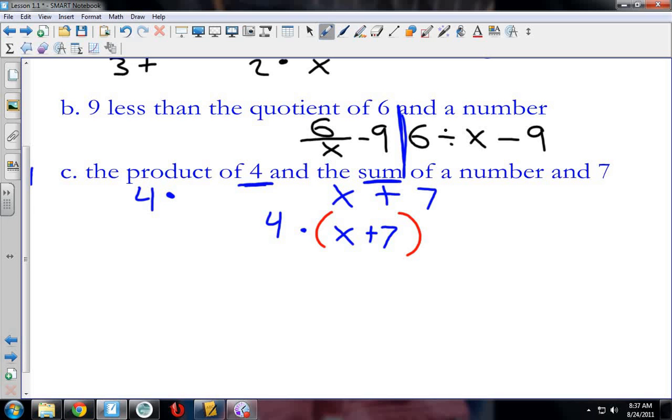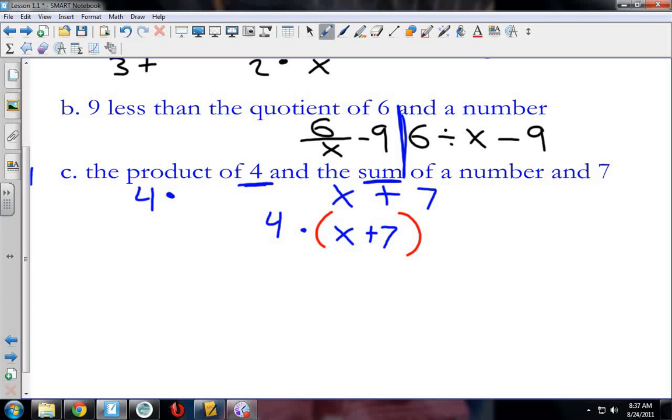It comes with grouping symbols, okay? Because it doesn't say the product of 4 and a number added to 7. It says it wants to take 4 and multiply it by the sum. So we need to make sure we find the sum before we multiply. Okay, so make sure you put the grouping symbols in there. All right? Is everybody okay with that one?